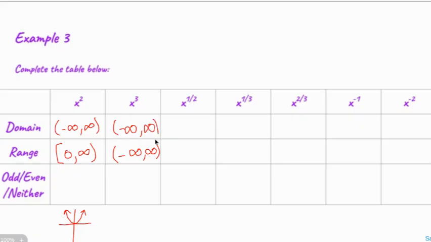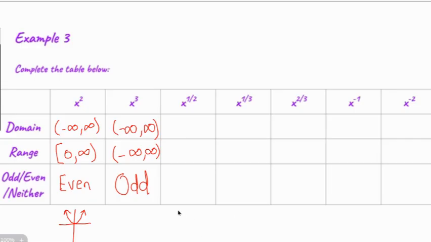And this was negative infinity to infinity. Now, odd, even, neither. Well, this must be even because the exponent is even, right? And that is true. Whenever you're talking about monomial functions, you can tell if it's odd or even based on the exponent, which means this right here is even. Just kidding, it's odd. All right, we're on a roll.